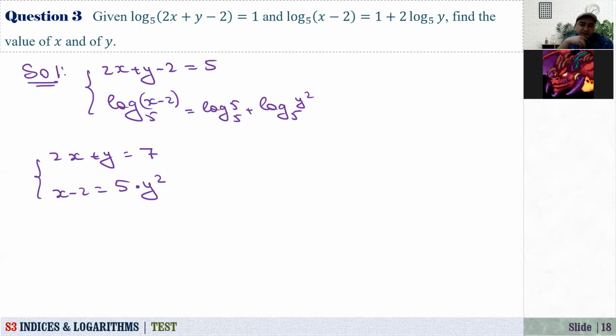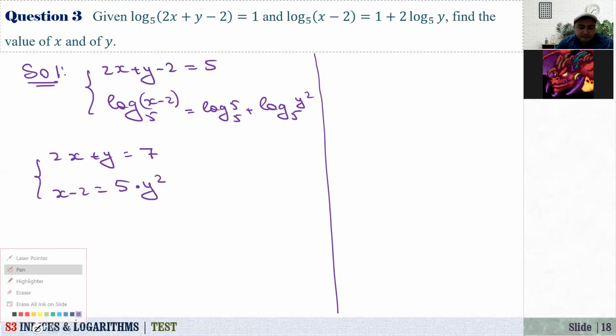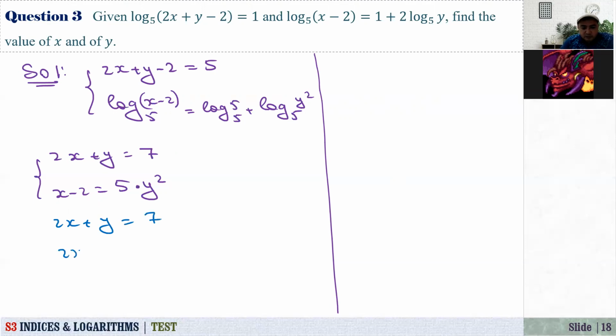How do you do that again? If you just multiply the second equation by 2, we can eliminate x. And after that, solve for y, and after that, we can get the value of x. So let's continue here. Let me just rewrite here. 2x plus y is equal to 7. Multiply the second equation by 2. 2x minus 4 is equal to 10y squared.